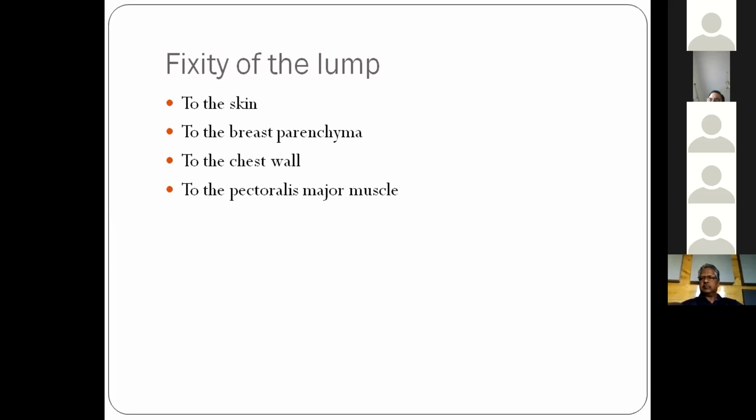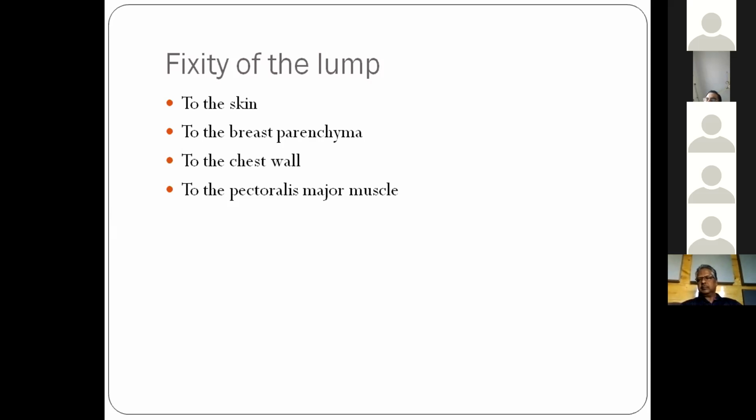Now next is fixity to the breast parenchyma. This again is a very important thing, because malignant lesions have the tendency to infiltrate into the surrounding structures, so they will be fixed within the breast parenchyma. Whereas benign lumps like fibroadenomas or other non-cancerous lumps will not be infiltrating. They are encapsulated lesions, so they will be mobile within the breast parenchyma.